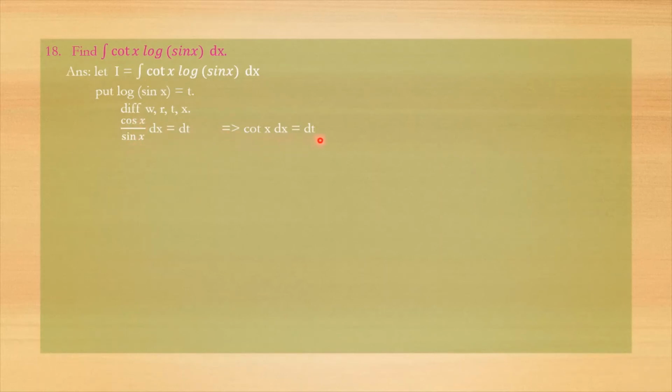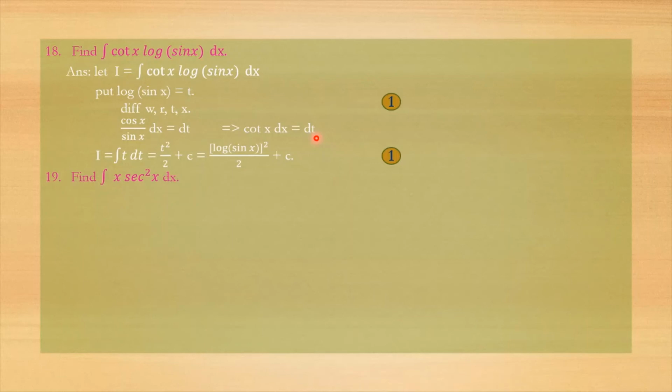Therefore, I have got here integration of log sin x is nothing but t, and cot x into dx is nothing but dt. So now integration of t is nothing but t square by 2 plus c. Just replace the value of t, so log of sin x whole square divided by 2 plus c is my required answer. Just substituting the value t in place of log sin x will be awarded 1 mark, and for the final output you will be getting 1 mark.